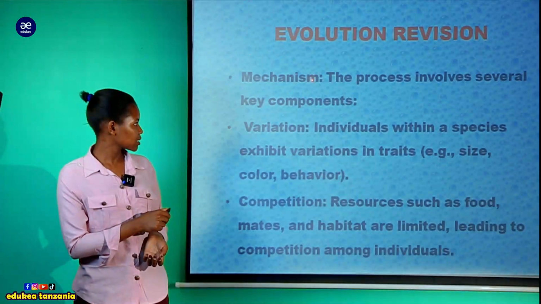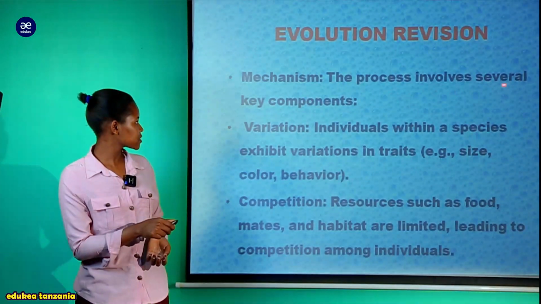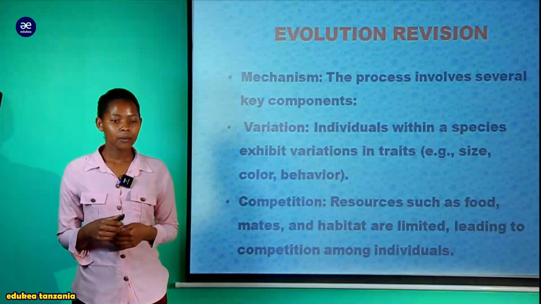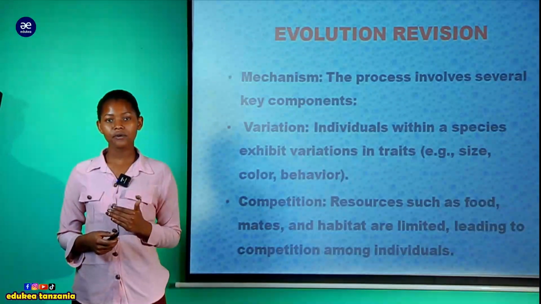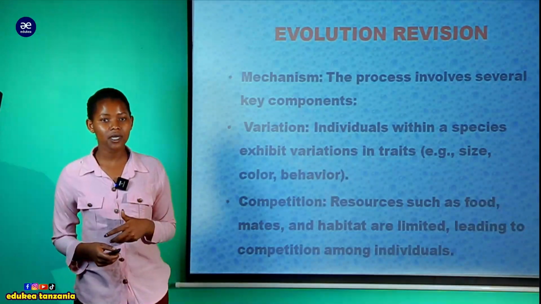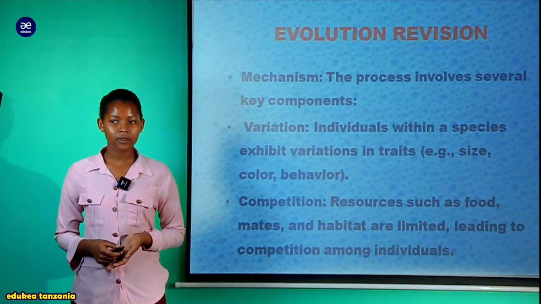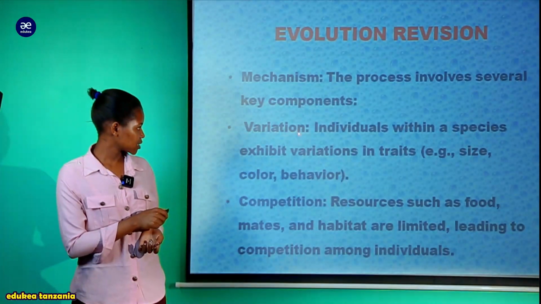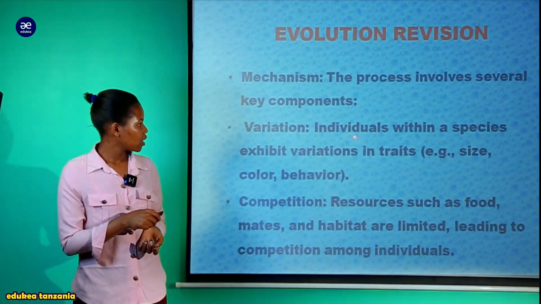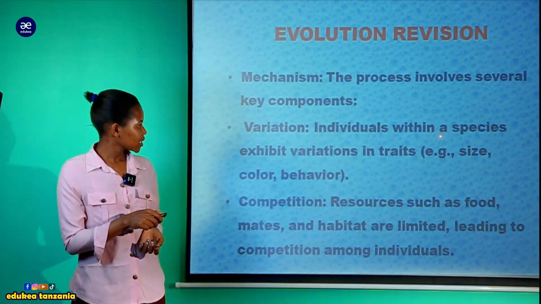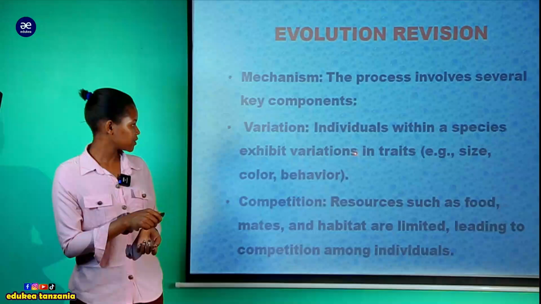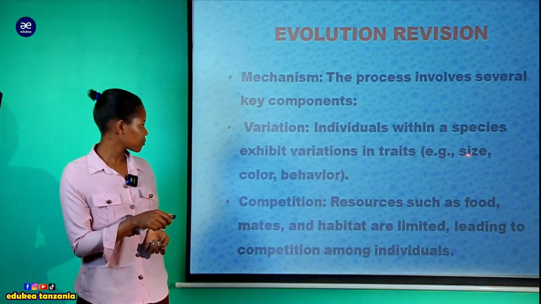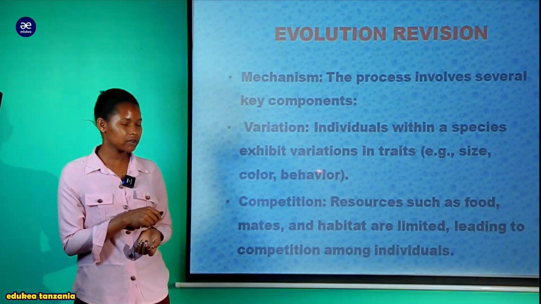Again, on the mechanism, we can see the process involves several key components. Process ya natural selection ina involve several key components ili iweze kuwa successful. And we can see here, the first component is variation. Individuals within a species exhibit variations in traits, for example size, color, and behavior.